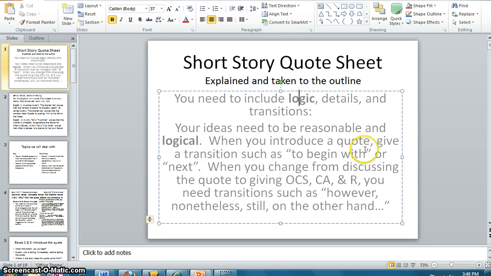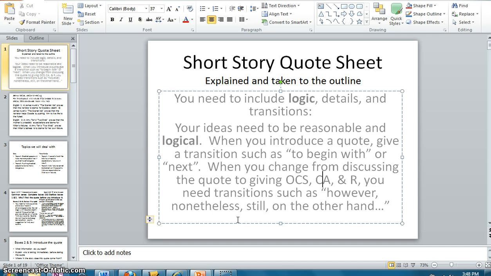When you introduce a quote, give a transition such as to begin with or next. When you change from discussing the quote to giving the opposite case scenario, OCS, counter argument, CA, and rebuttal, R, you need transitions such as however, nonetheless, still, on the other hand.